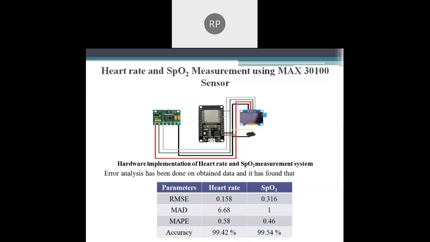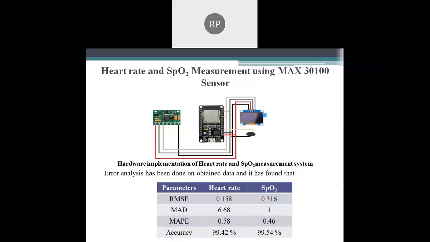The heart rate and SpO2 measurement using the MAX 3000 sensor. This MAX 3000 sensor is capable of measuring the heart rate and the SpO2. The system has been tested by placing the finger of the subject over the sensor module, and all these parameter values have been displayed on the OLED display module. When any one of the parameters crosses beyond its value, the buzzer alarm indicates that the parameter has gone below or above the normal value.